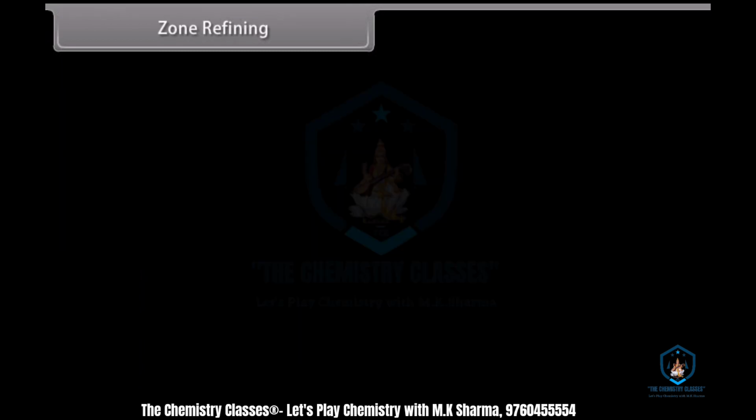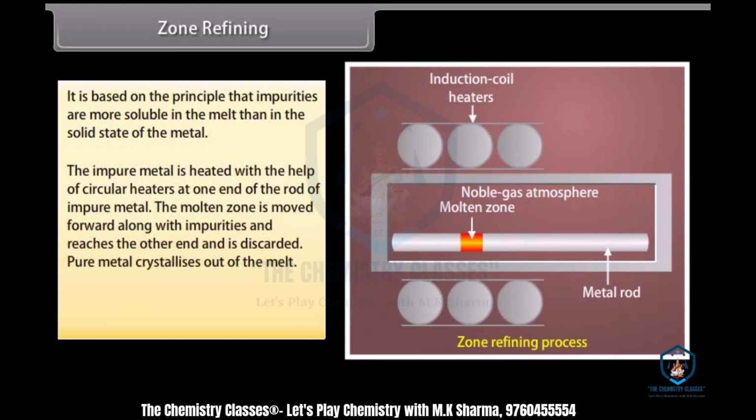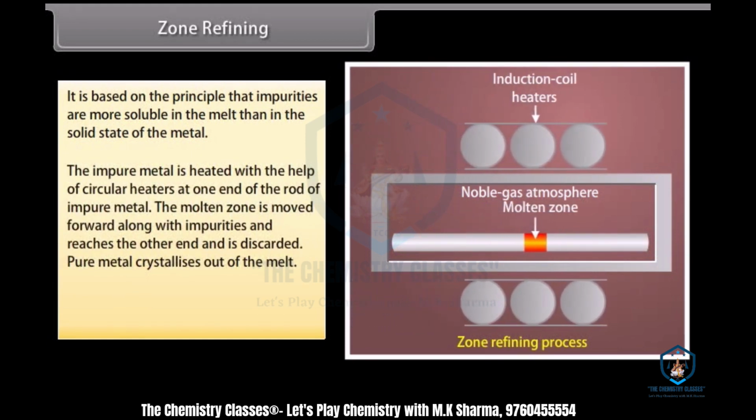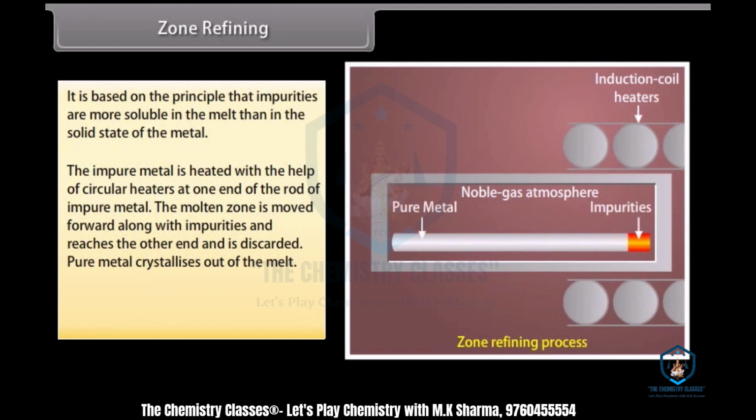Zone refining is based on the principle that impurities are more soluble in the melt than in the solid state of the metal. The impure metal is heated with the help of circular heaters at one end of the rod of impure metal. The molten zone is moved forward along with impurities and reaches the other end and is discarded. Pure metal crystallizes out of the melt.